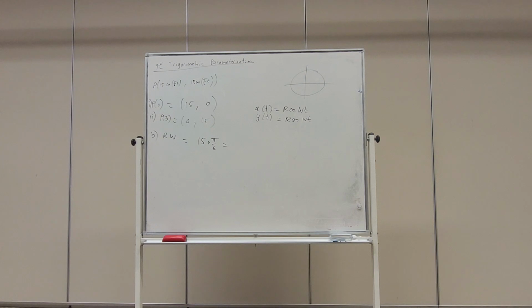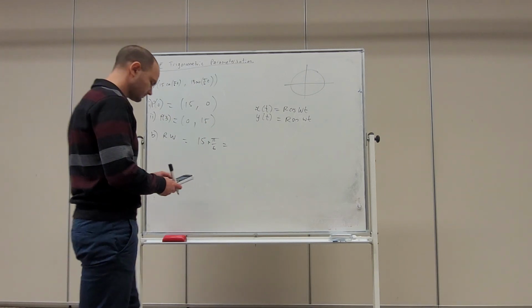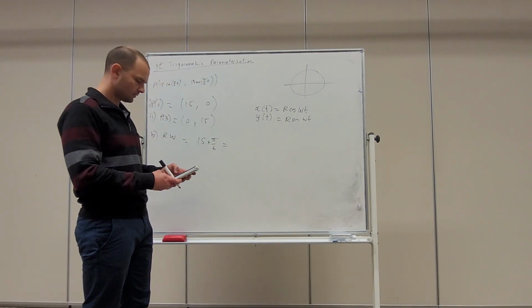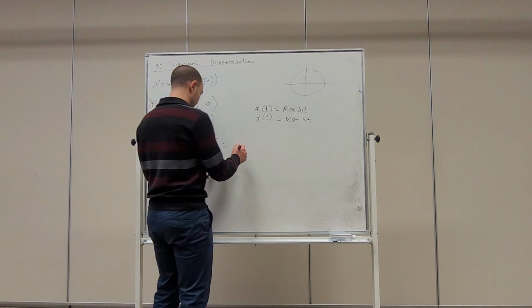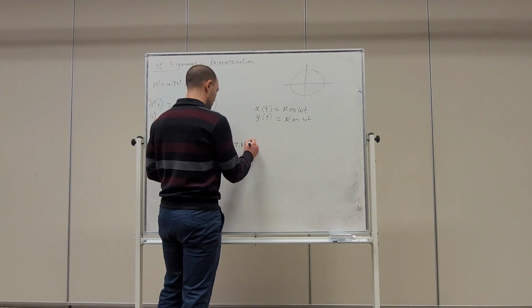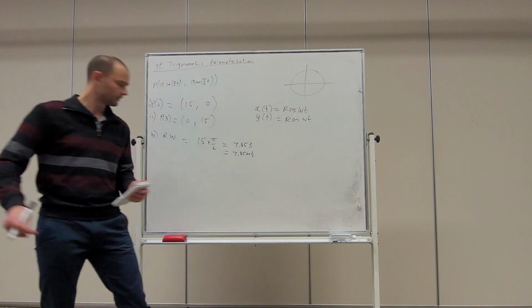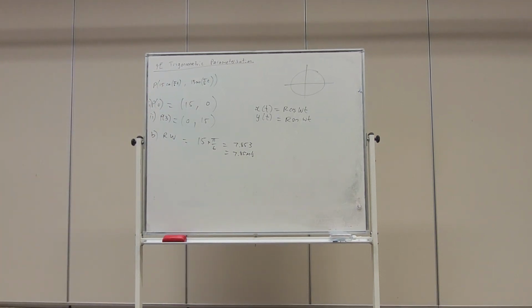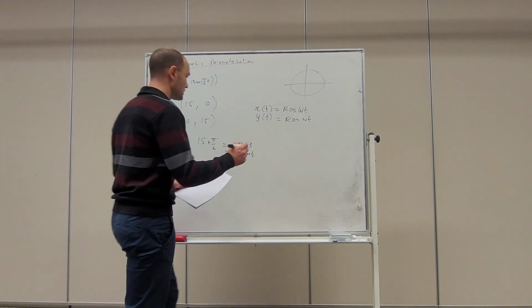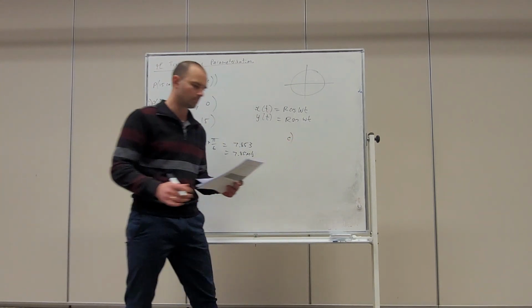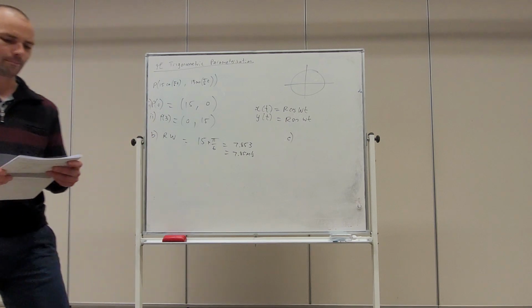I'll give a quick evaluation. 7.853. 7.85 meters per second. Very nice. Okay, so that's the speed. So it's moving at a constant speed all the way around. Part C, determine how long it takes to complete one lap.